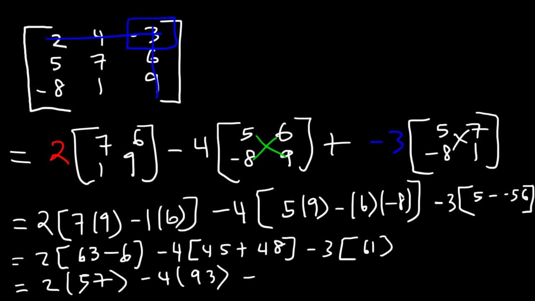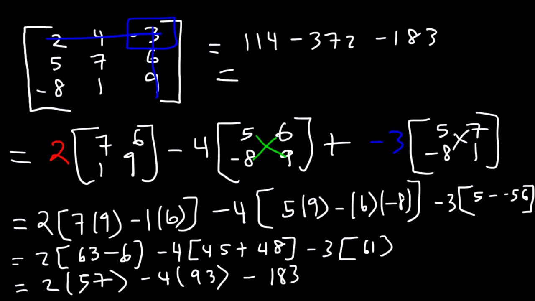Negative 3 times 61 is negative 183. 2 times 57, that's 114. And 4 times 93, that's 372 minus 183. So if we go ahead and combine these last three numbers, this is going to give us negative 441. So that's going to be the determinant of the 3x3 matrix. Let's go ahead and work on another example.